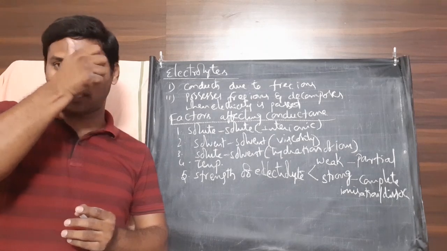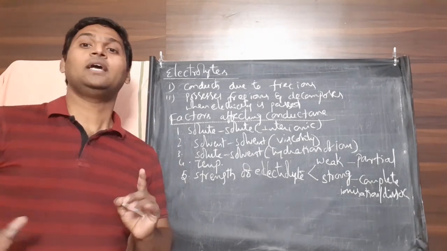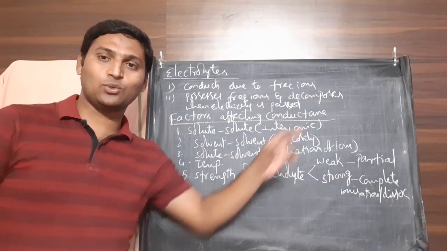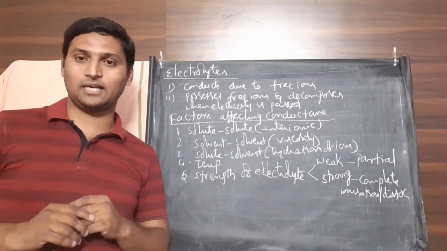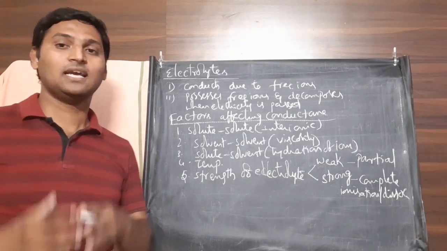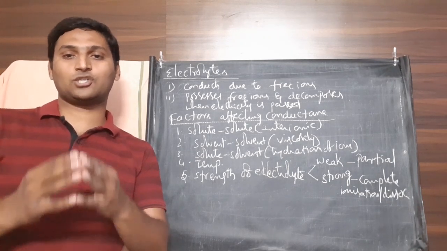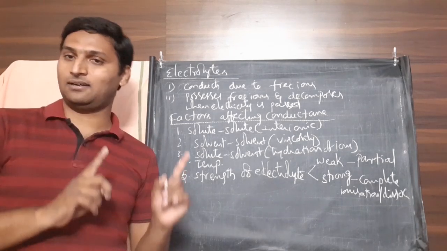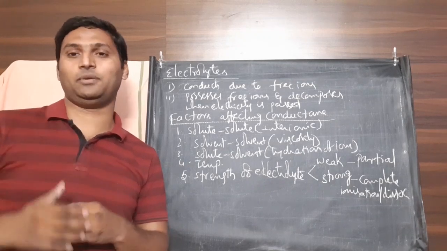Now please remember, all the salts are strong electrolytes. Among acids you have weak acids and strong acids. Among bases you have weak bases and strong bases, but salts are all strong electrolytes. Now the question is, how do we assess? What is the mathematical parameter for assessing the strength of electrolyte? Again, you have studied all these things last year in equilibrium chapter, under ionic equilibrium.